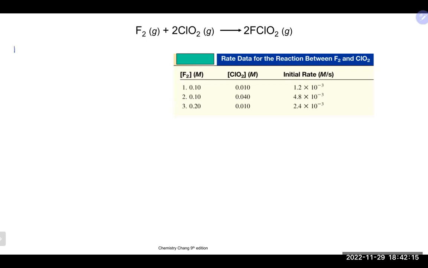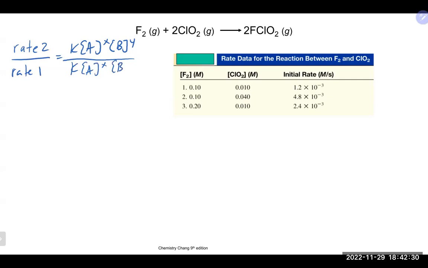You could use this mathematical approach of rate 2 over rate 1 is equal to K times A to the X and B to the Y. Okay, A to the X and B to the Y. When we say rate 2 and rate 1, it doesn't mean that you go to the table and pick number 1 and number 2 out of the table.